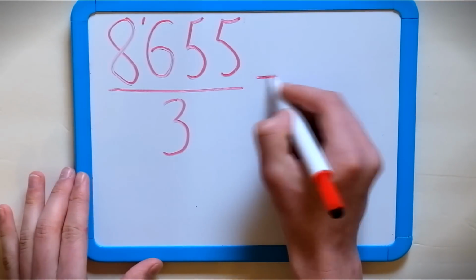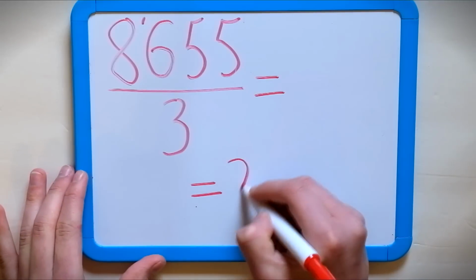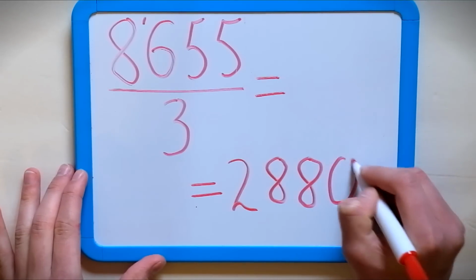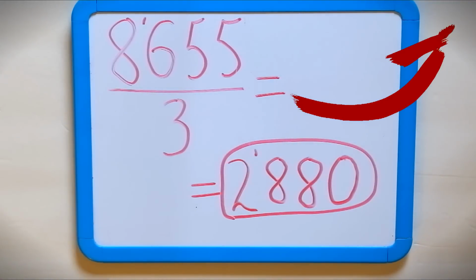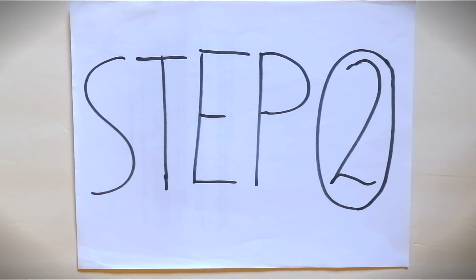Let's divide 8,655 by 3. The actual answer is 2,885. But remember that we're doing this in our head, so we're just going to approximate to 2,880. If you want to learn how to quickly divide numbers in your head, just click on the link in the top right corner of this video. In any case, we've got the result, which is 2880. And now we can move on to step 2.